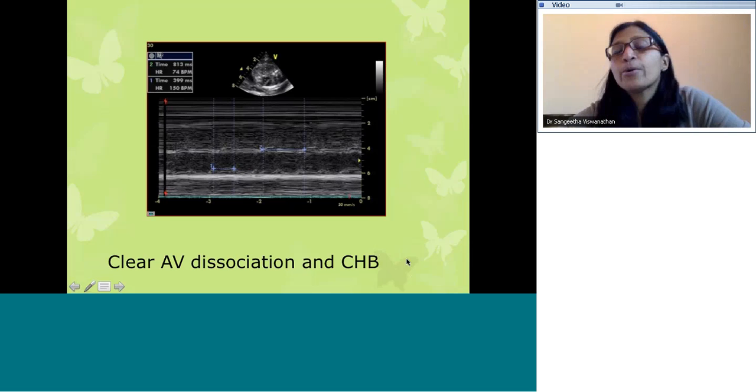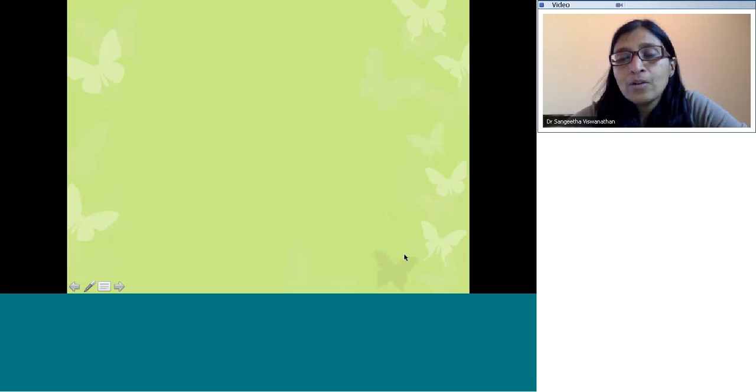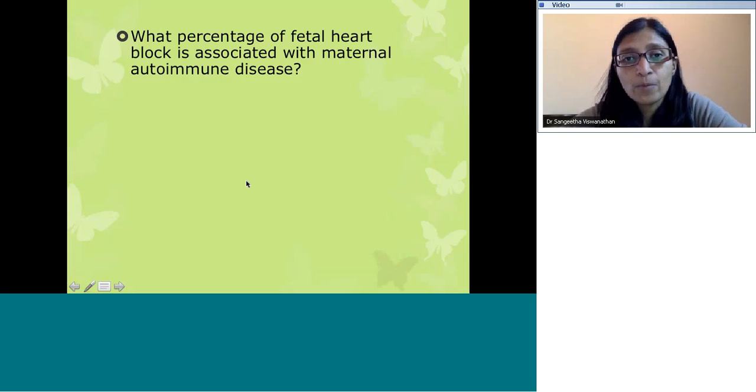Now, usually when you have such a degree of cardiac dysfunction and cardiomegaly, it is a bad sign in a fetal complete heart block. Okay. Not all babies are born with poor cardiac function and cardiomegaly. A lot of them are born with good cardiac function, pretty normal heart size, and only complete heart block.